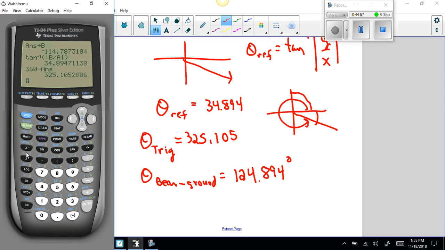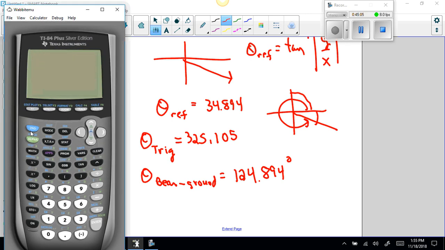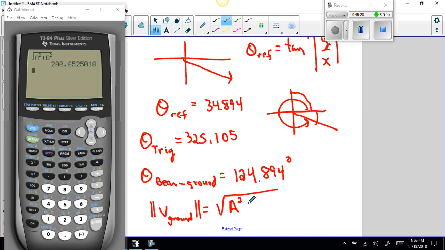The magnitude is the square root of alpha A squared. There we go again. How about try this from scratch? The square root of alpha A squared plus alpha B squared. So the magnitude of V ground, the square root of A squared plus B squared, is 200.652 miles per hour.